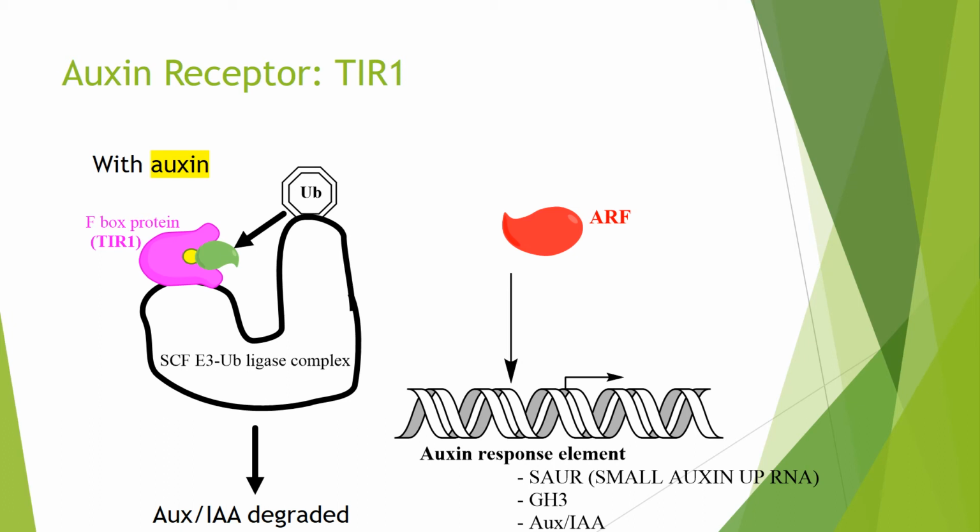You also have different kinds of ARFs, which can then bind to different AUX/IAA proteins and create different inhibitory heterodimers. This creates a lot of cell specificity and specificity of response.